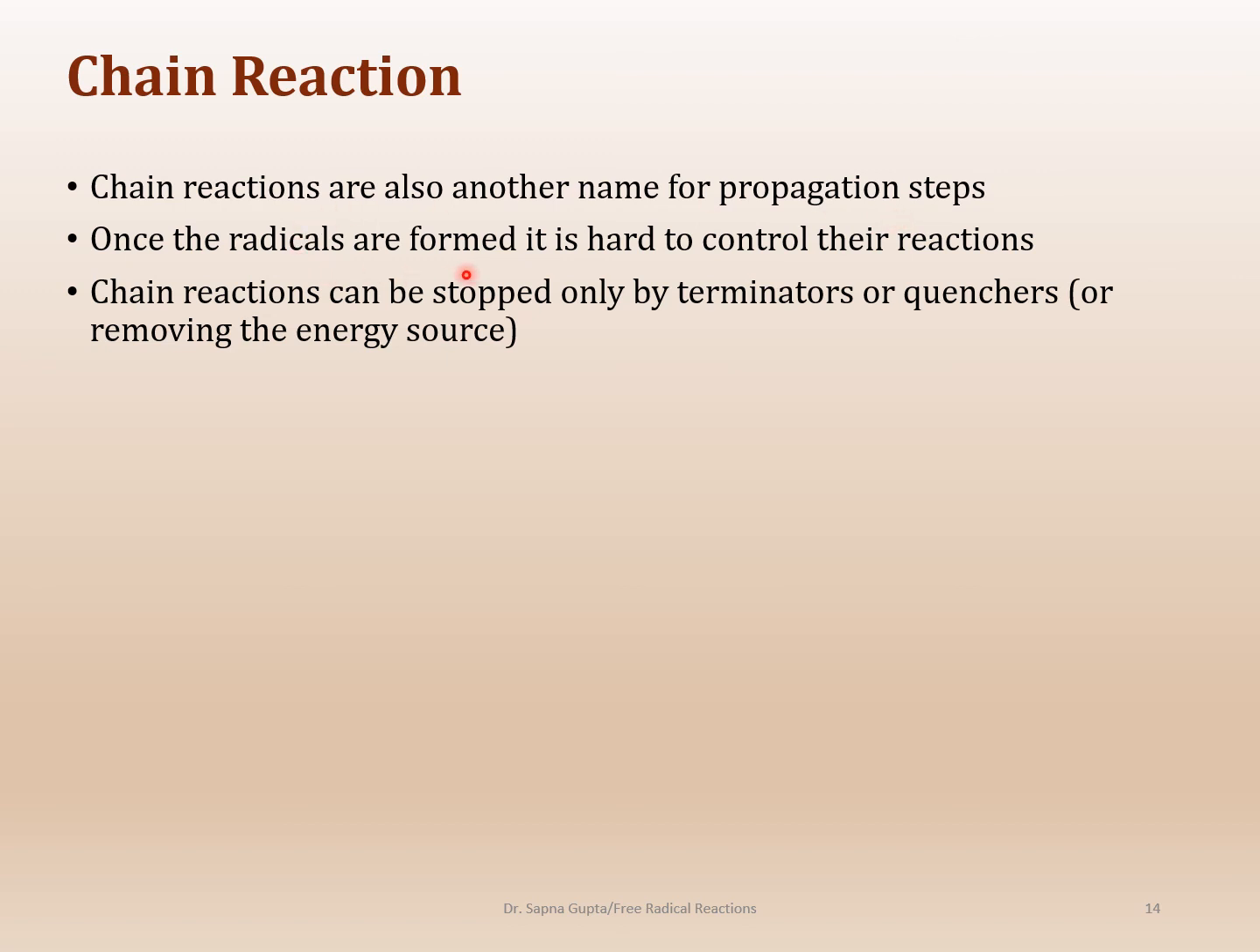So the best way to stop a chain reaction from happening is by adding a terminator or a quencher, which removes these radicals, or you can remove the energy source, and that will then stop the chain reaction from happening. But chain reaction is a name that is given specifically for free radical reactions.